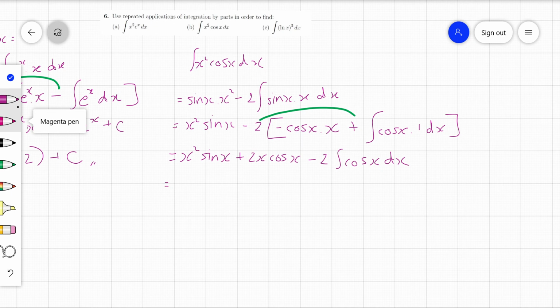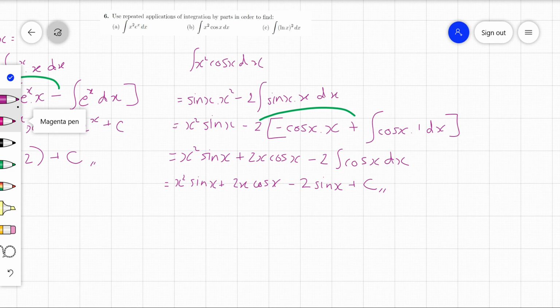Okay, so x squared sin x, plus 2x cos x, and minus 2, cos goes to sin when we integrate. All right, so that's our answer. Okay, nice and straightforward. So let's try log x all squared.